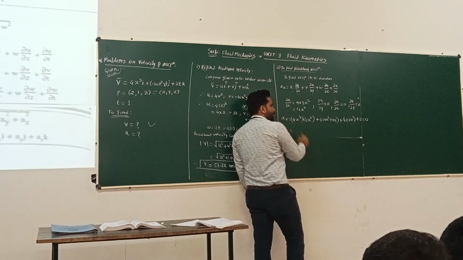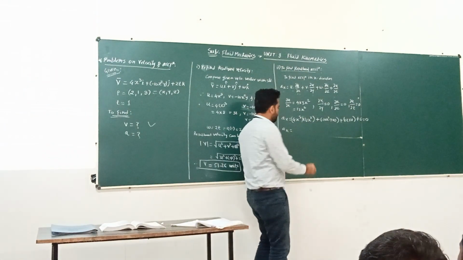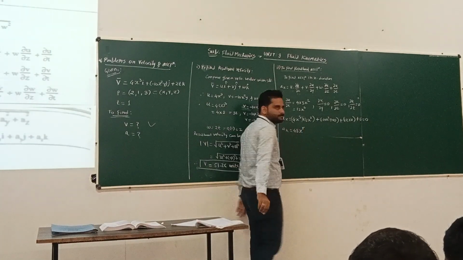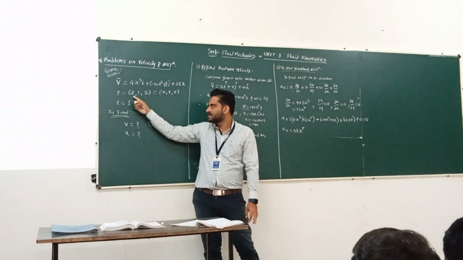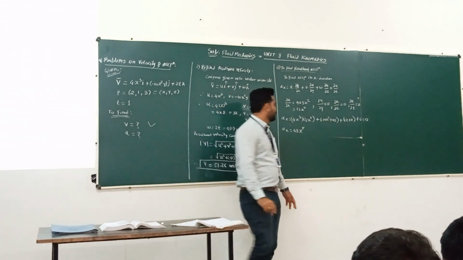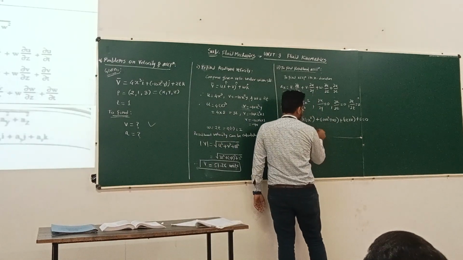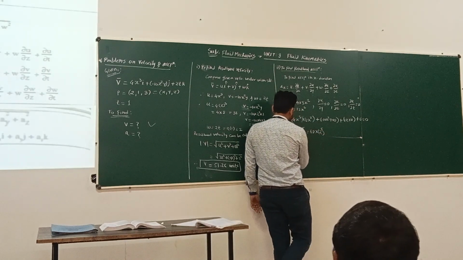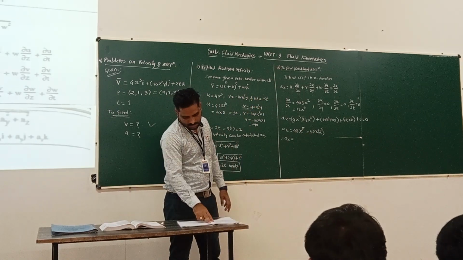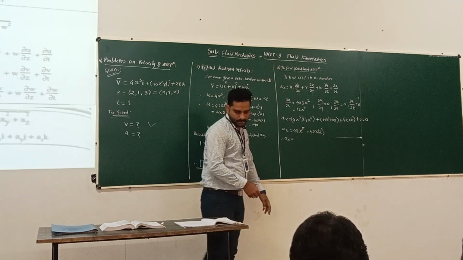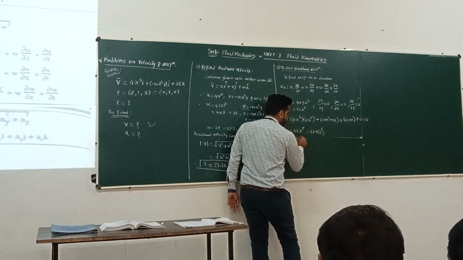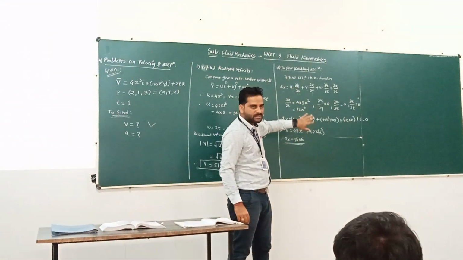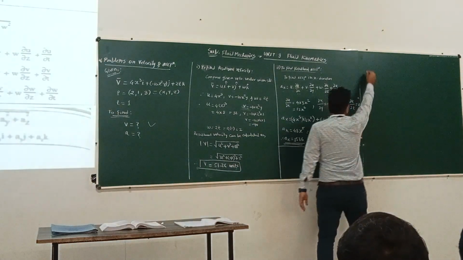So ax will be 12 into 4, and x raised to 5. What is 12 into 4? 48. So 48 x raised to 5. Now put the value of x. We know the coordinate points: x is equal to 2, y is equal to 1 and z is equal to 3. So it is 48 into 2 raised to 5. Solve this and you will get 1536. That is the acceleration in x direction. Similarly, you will get the acceleration in y direction and in z direction.